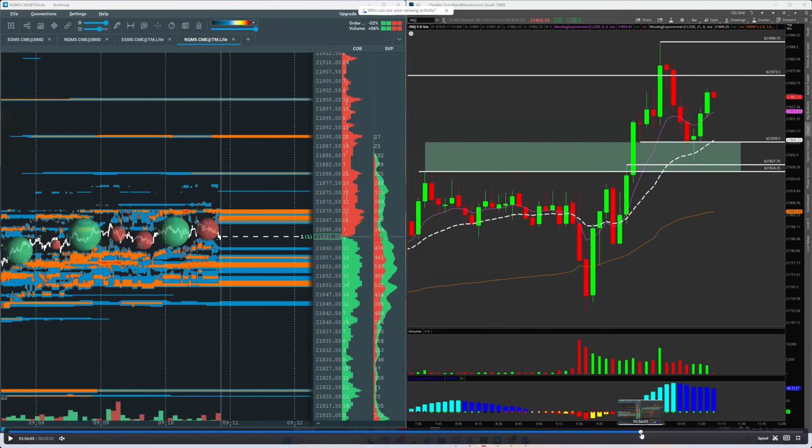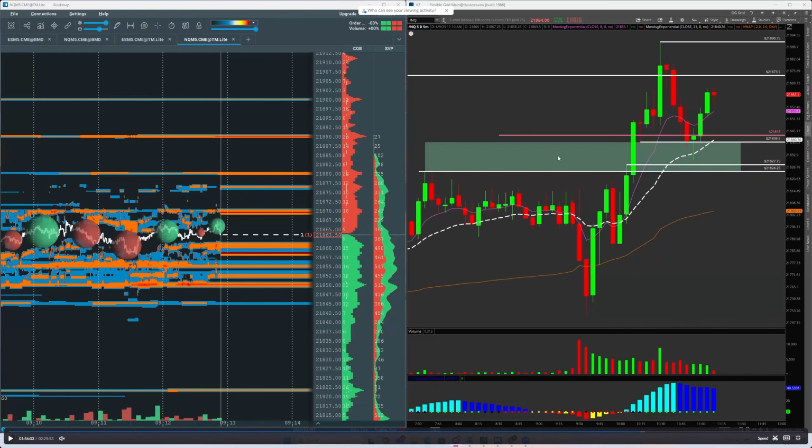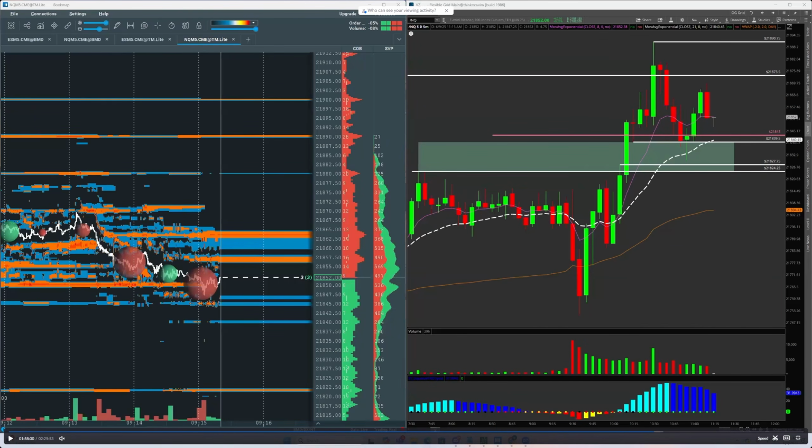So that was a very beautiful trade. Again, 30 points on the NQ futures, was able to get my trims and then stopped out the rest at break even. So now let's hop into trade number 2.